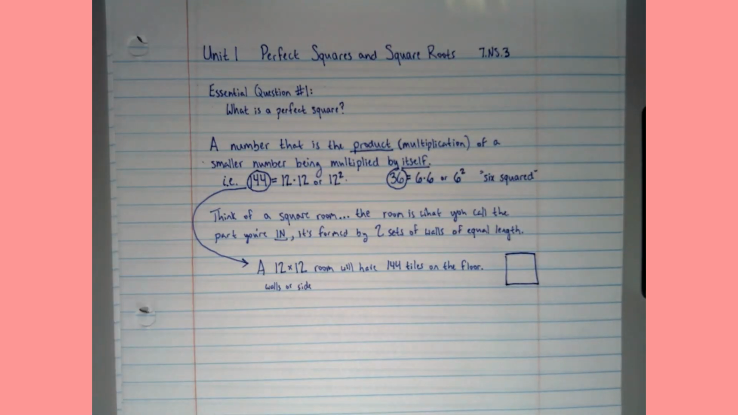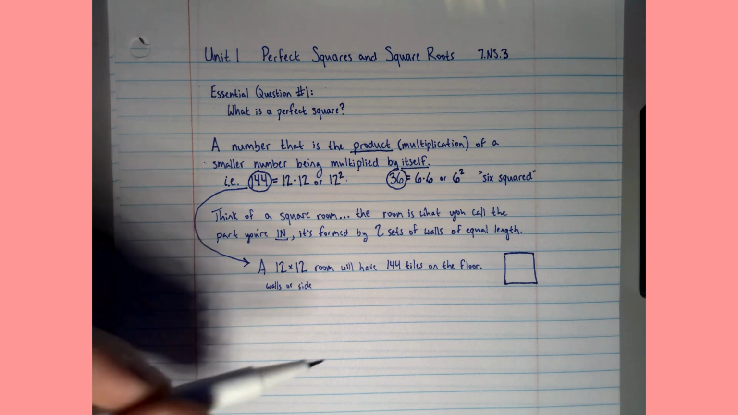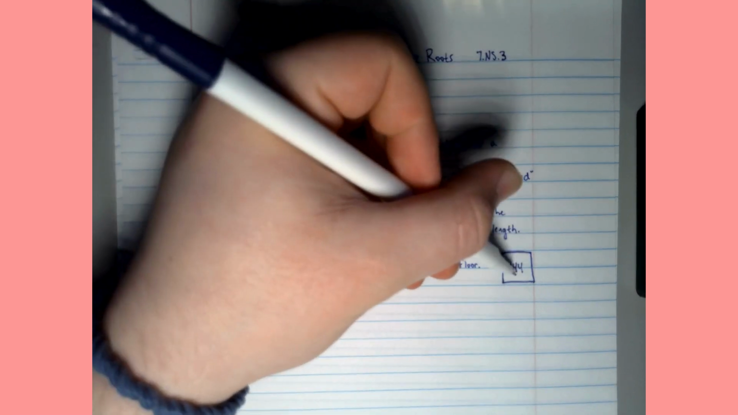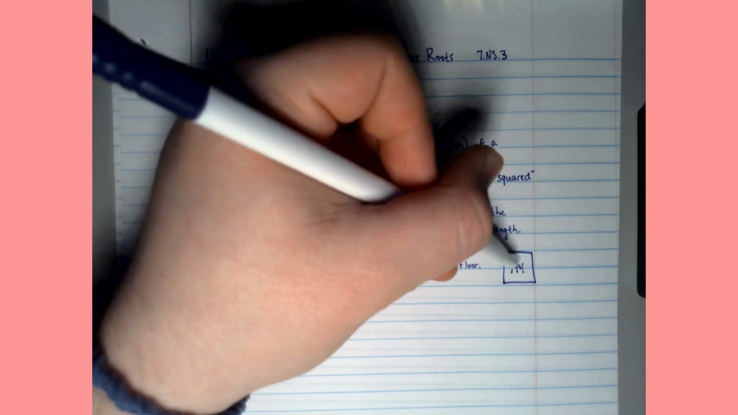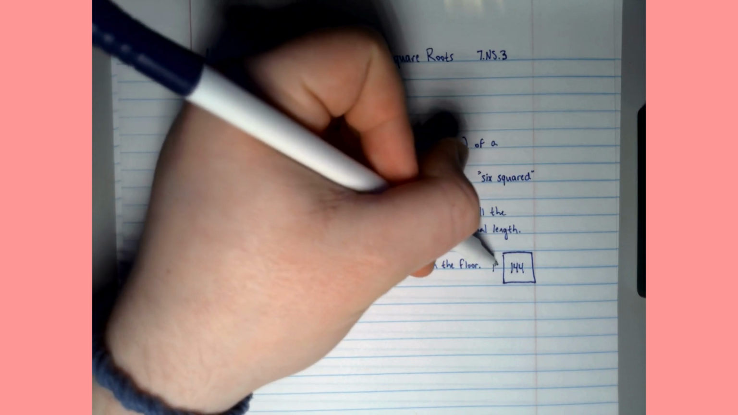Okay, again, the reason I clarified it this way is when you're clarifying the difference between a perfect square and the number that creates it, the room is the number on the inside. That is the perfect square. The perfect square is the room. It is made by the walls, and that's our side length, which would be 12 by 12.